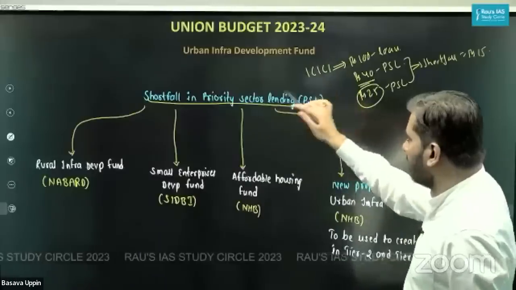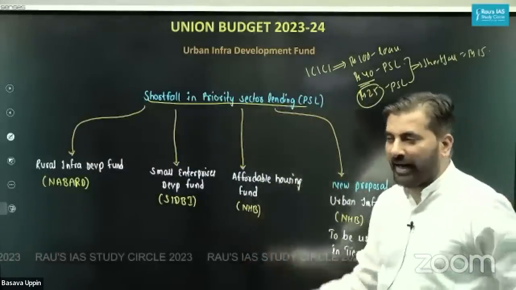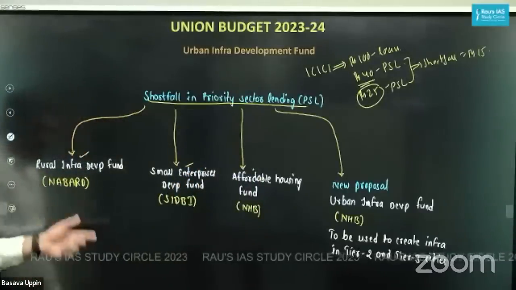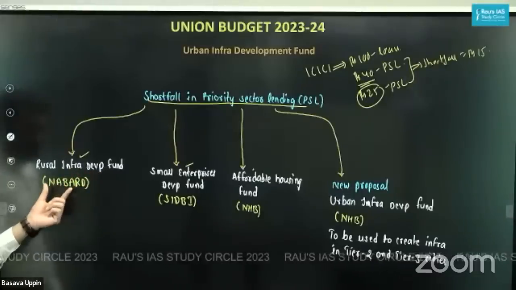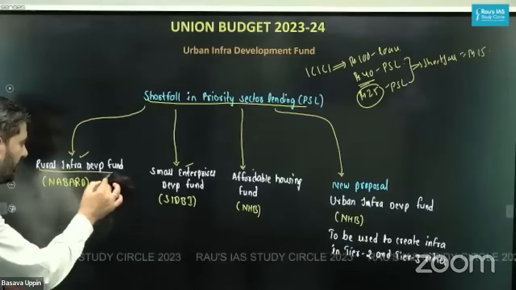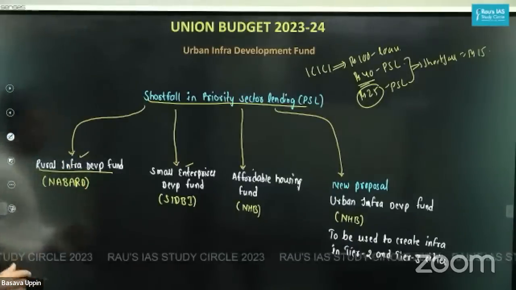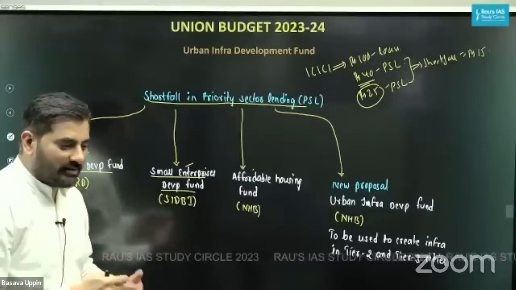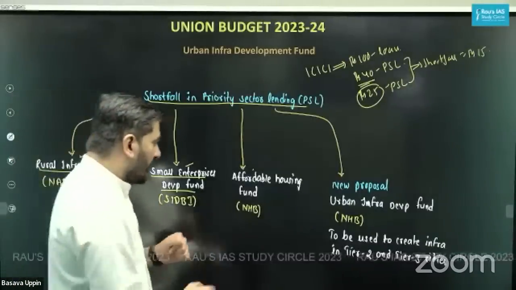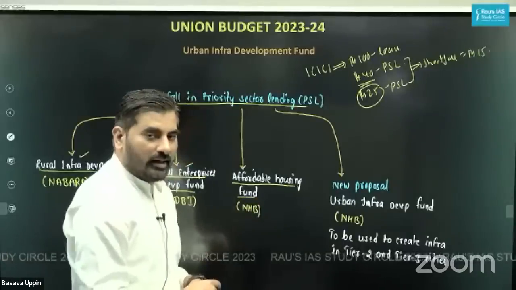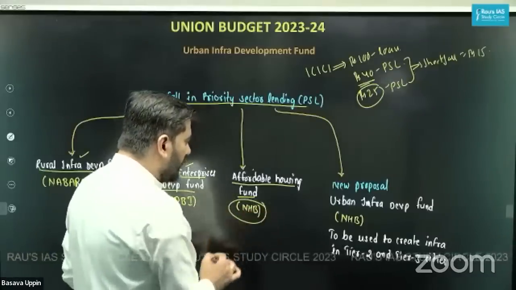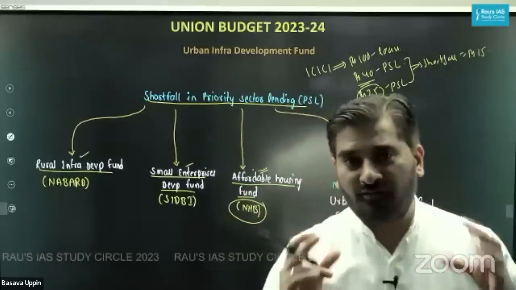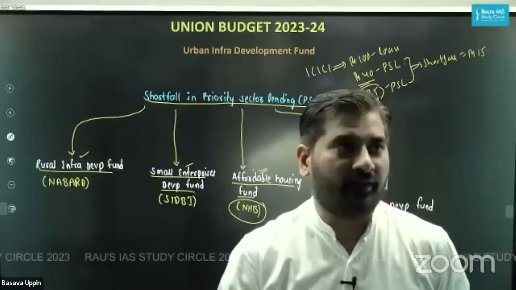And what happens is when a bank is unable to fulfill its lending target with respect to priority sector, the shortfall amount gets distributed across three different funds. One is RIDF, Rural Infrastructure Development Fund, which is managed by NABARD. As the name suggests, this particular fund will be used for development of infrastructure in rural India. A certain part of the fund will go towards the Small Enterprises Development Fund, which is managed by SIDBI. As the name suggests, it will be used for development of small scale enterprises. A certain amount of fund goes towards the Affordable Housing Fund. As the name suggests, this particular fund will be used by NHB for building houses. So here the RBI will decide what proportion of this shortfall will be distributed across the three different funds.